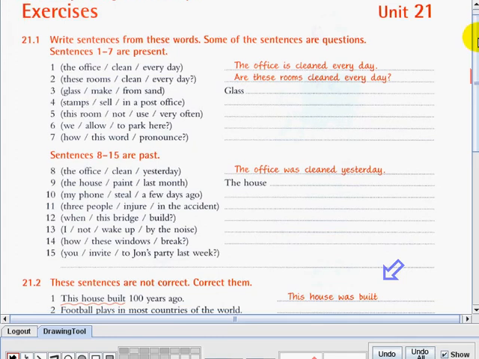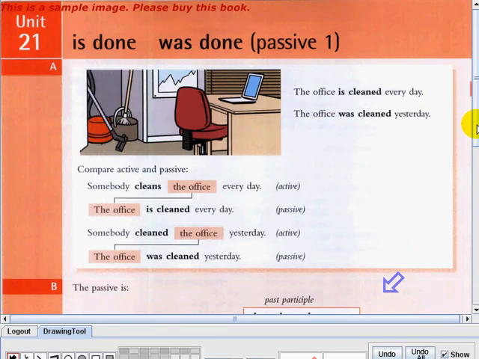Okay, I think this is a very exciting video lesson because both of us are going to answer these questions and apply what we have learned. Are you ready? Okay, we talked about this passive, right? How to form passive sentences. What is passive? And how are we going to make passive sentences with the use of is done and was done, right? Now let's go and answer some questions.